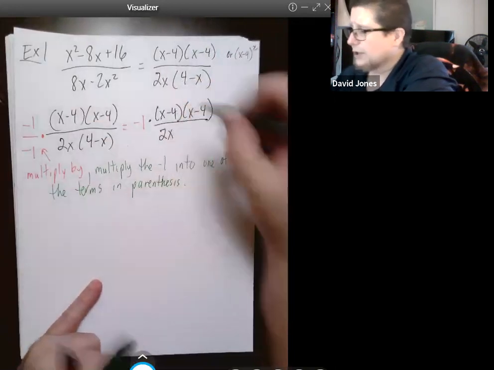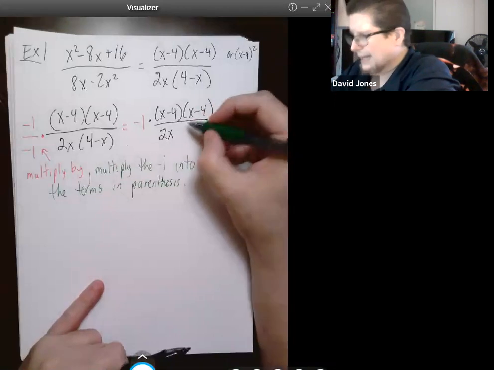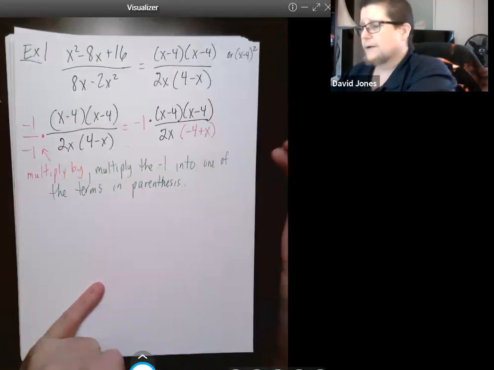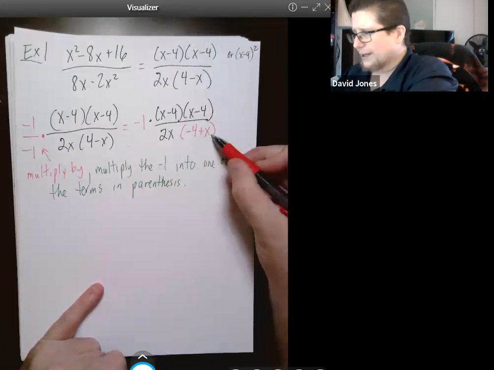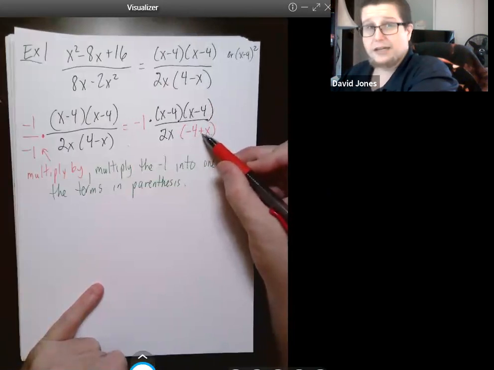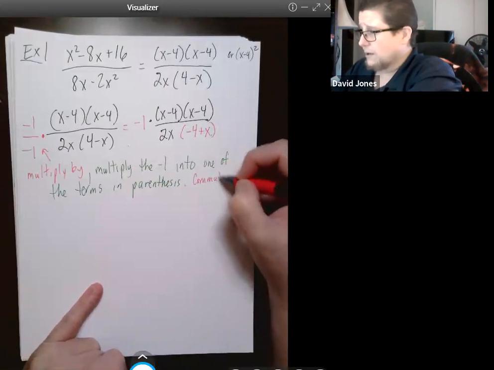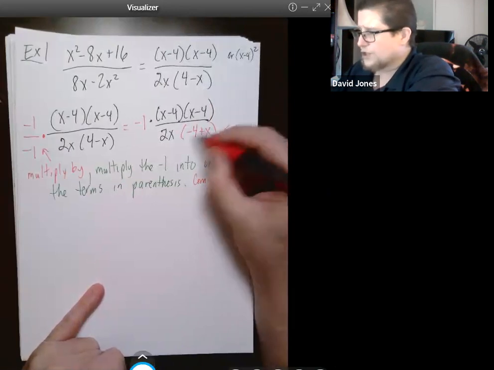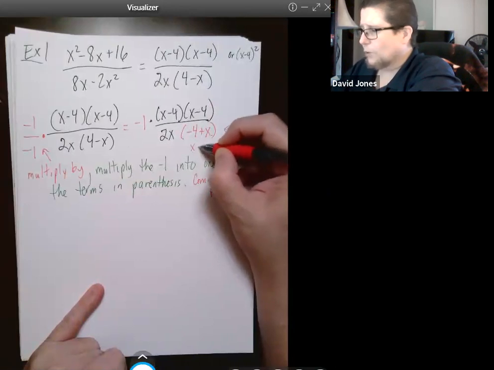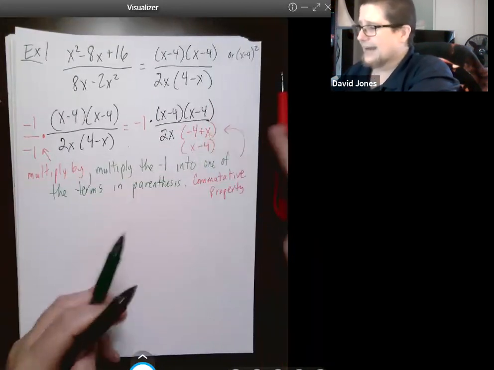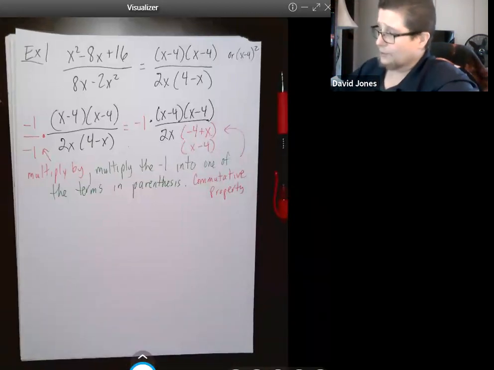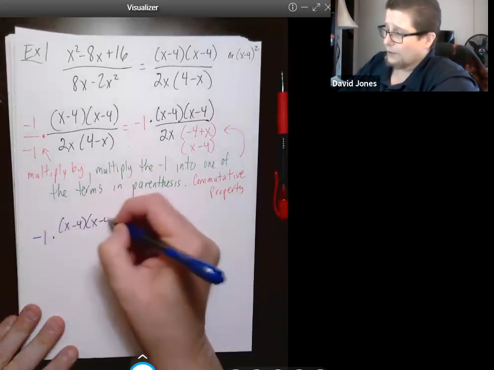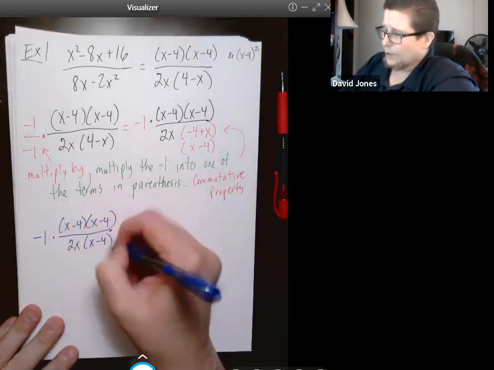I've got 2x down here. But if I multiply the bottom by that, the -1 times the 4 minus x, it just changes the signs. And now I've got -4 plus x. Remember the commutative property of addition. I can switch the order of these. This becomes x plus -4 or x minus 4. And now I can cancel them out. So I'll rewrite that before I cancel. I've got -1 times x minus 4 over times x minus 4 all over 2x times x minus 4.